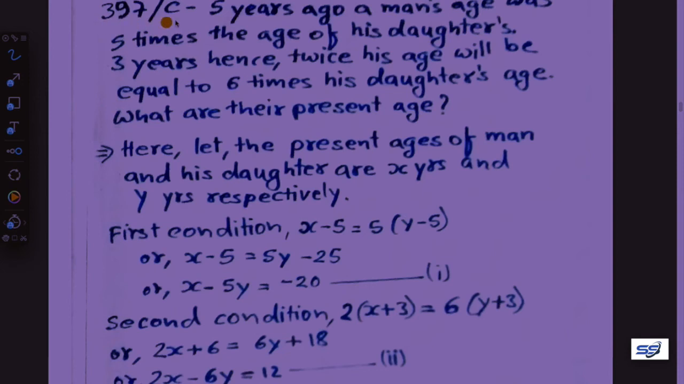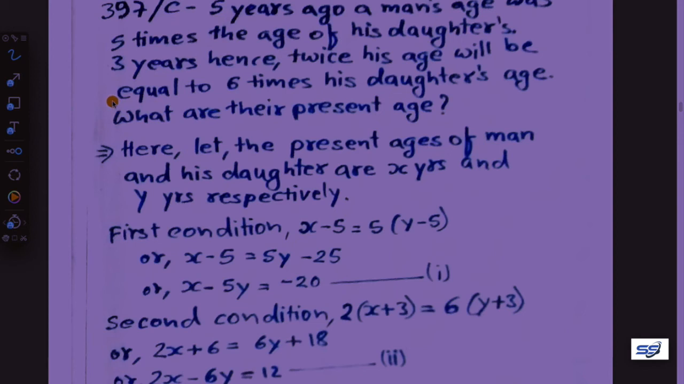397 upon c. Here 397 upon c is given. 5 years ago a man's age was 5 times the age of his daughter. Here something changed in this question, that son is changed into daughter. Now, 3 years hence, twice his age will be equal to 6 times his daughter's age. What are their present ages?